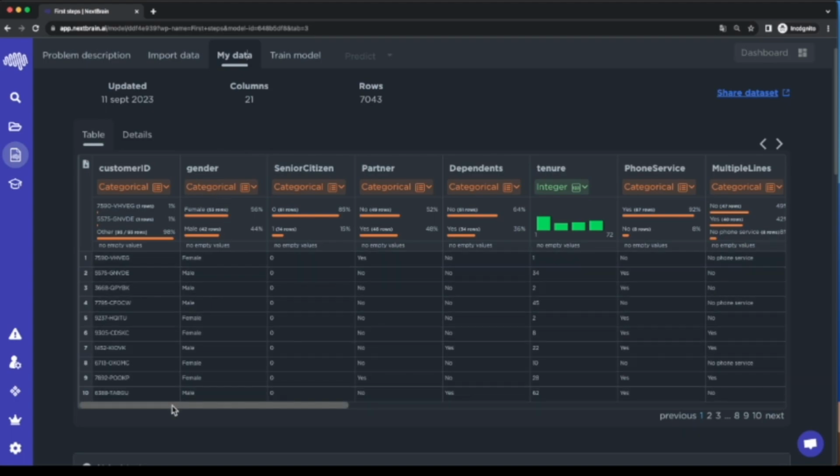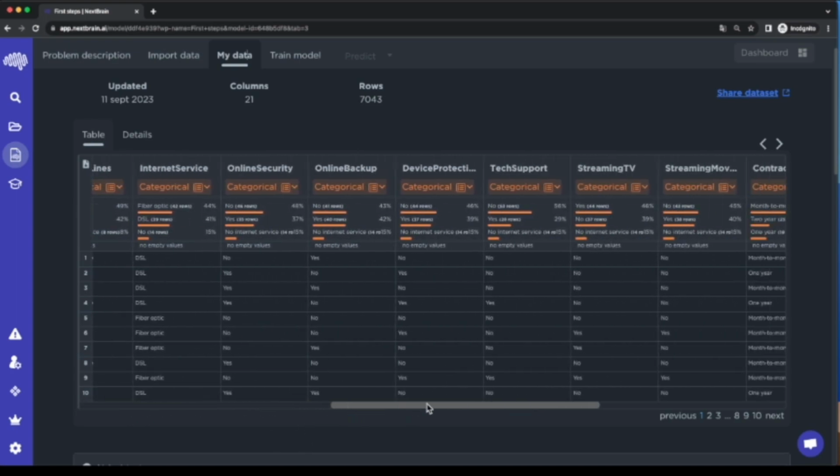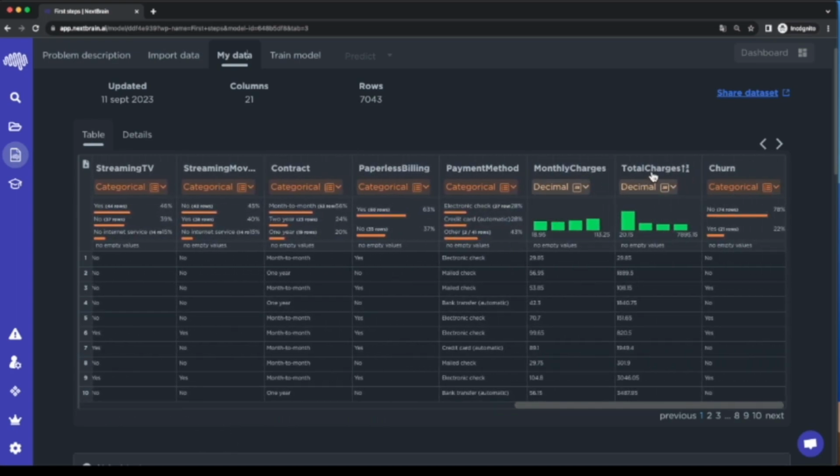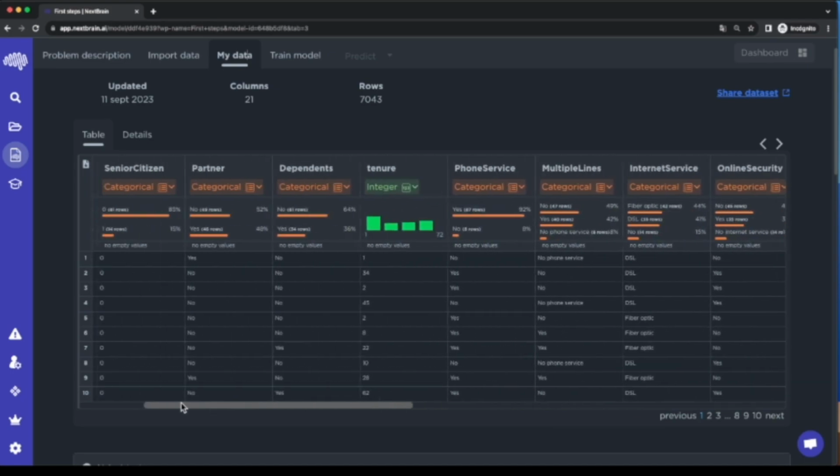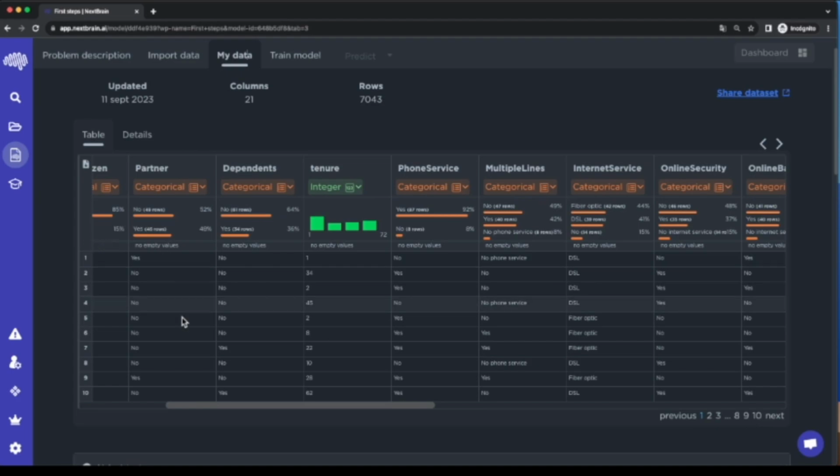Most of the columns here are categorical columns, but we have a few columns like tenure, monthly charge and total charges that are numerical columns. We have to be sure that they are selected as a decimal column or as an integer column. Also, we can check when we upload the data.